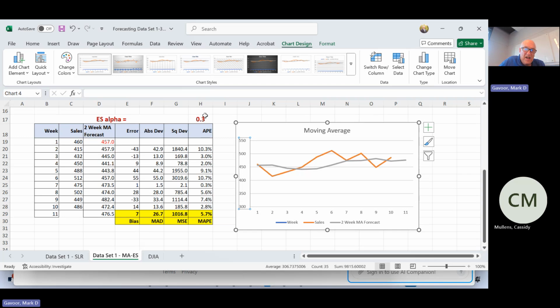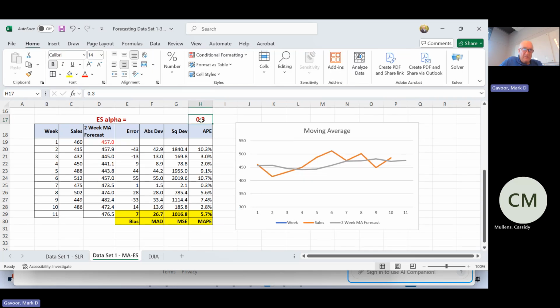Now, what if I change the alpha? What happens if I change the moving average to zero, the alpha to zero? That means I'm not using the previous actual, I'm using the previous forecast. Everything is going to be 457. Let's see what that looks like. So I just enter zero there. And my MAPE jumps up to 6.1.